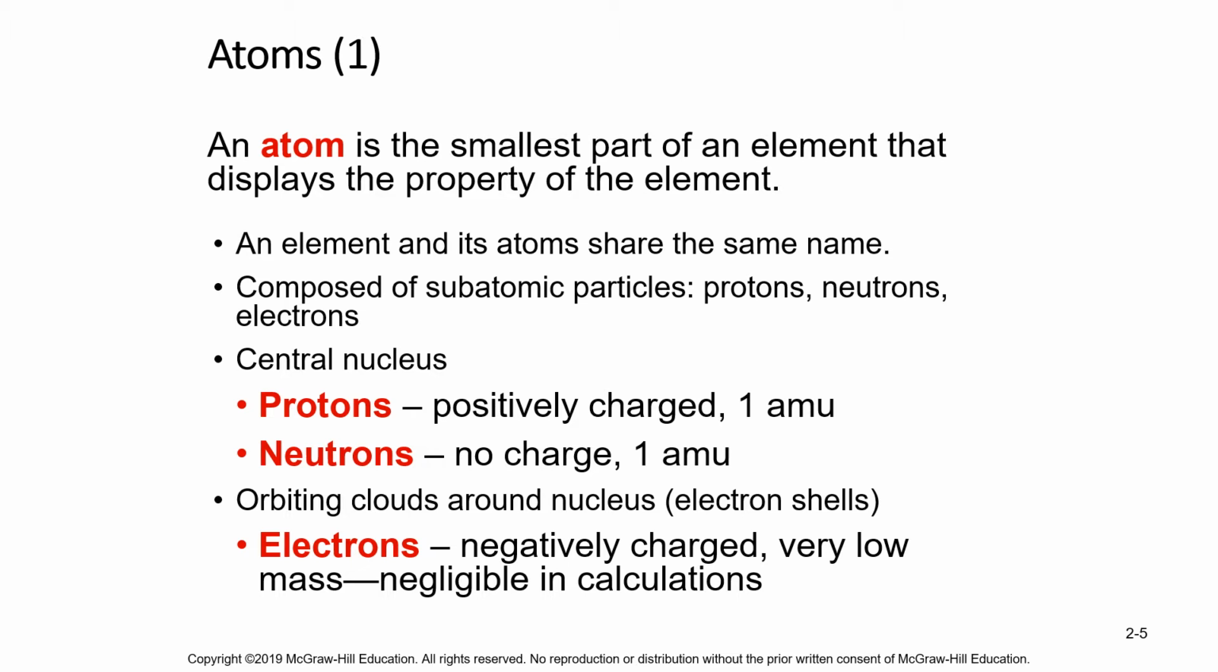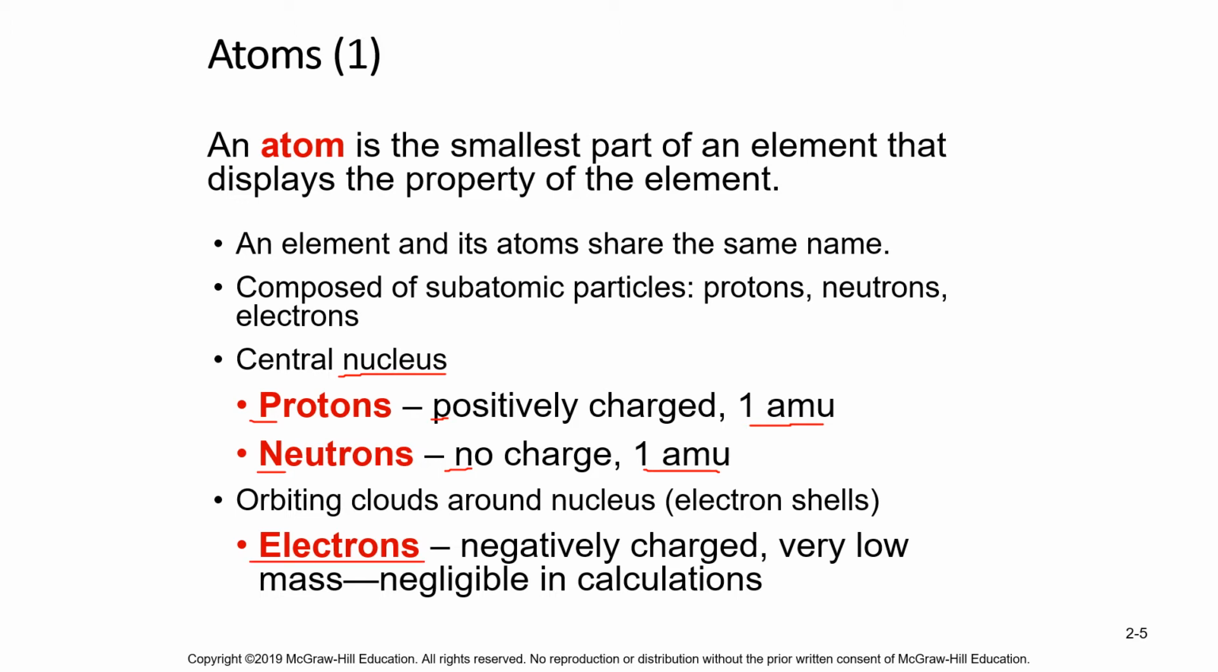Protons are positively charged. They have mass. Because they have mass, they're in the nucleus. Neutrons are neutral. They have no charge. They also have mass and therefore are also in the nucleus. So while they have mass, they don't contribute any charge.